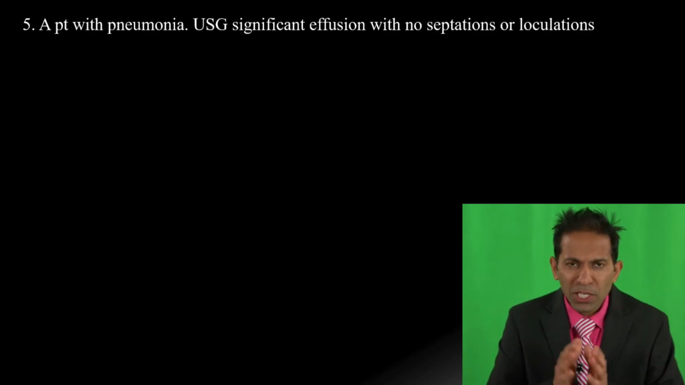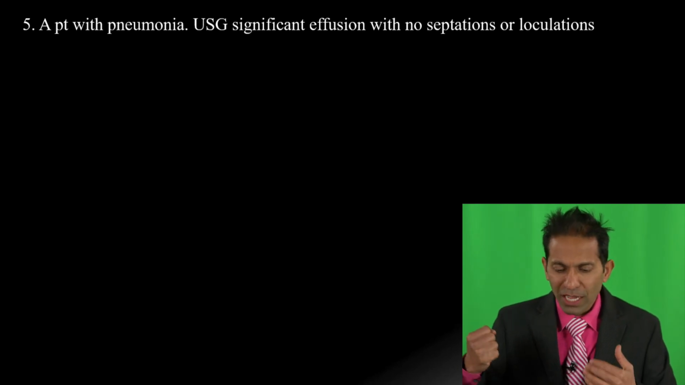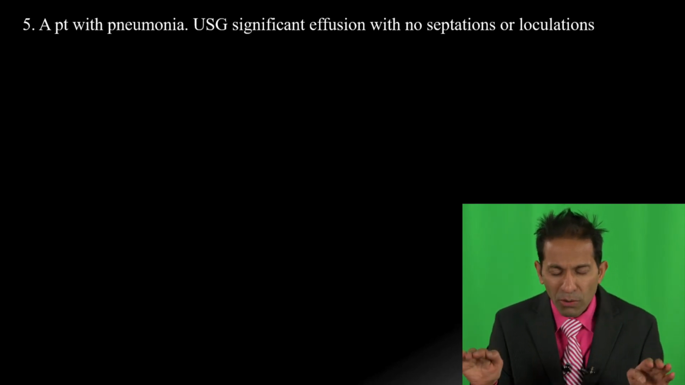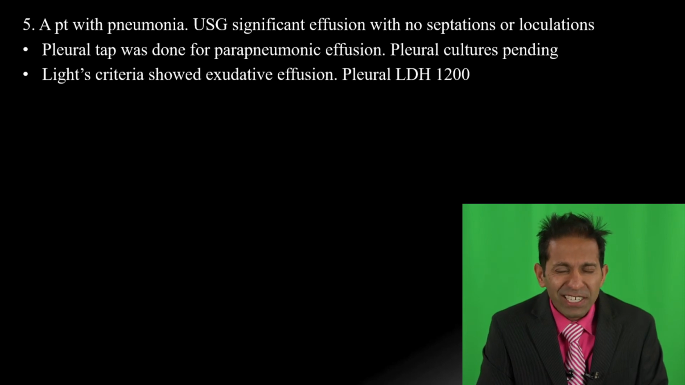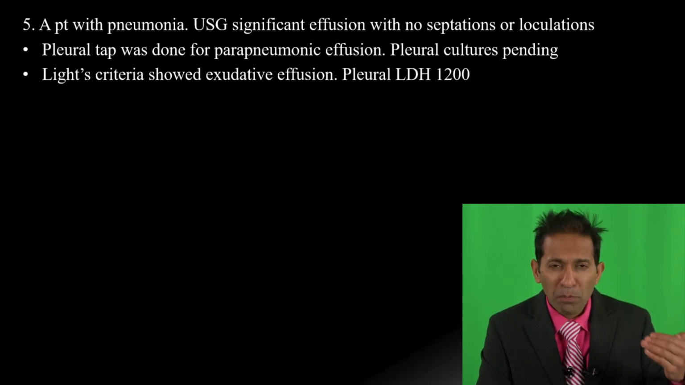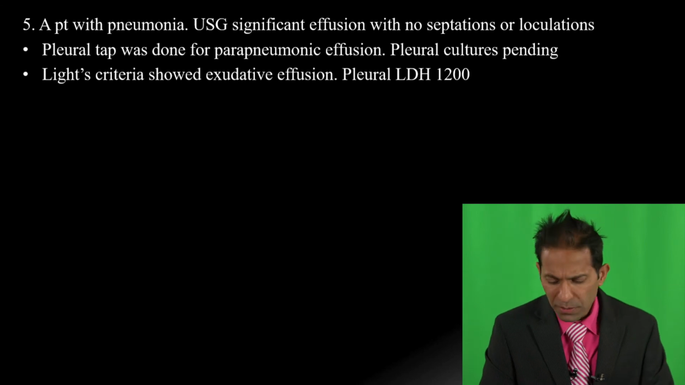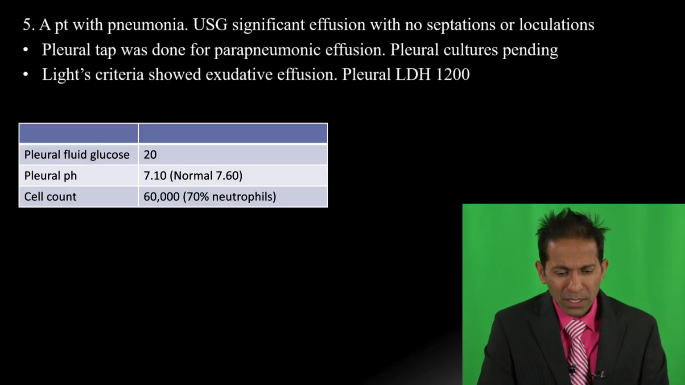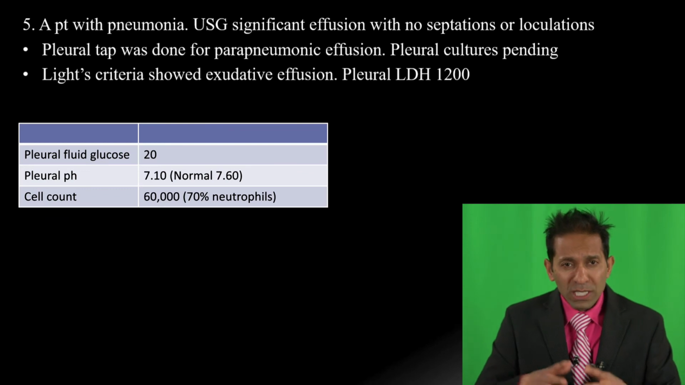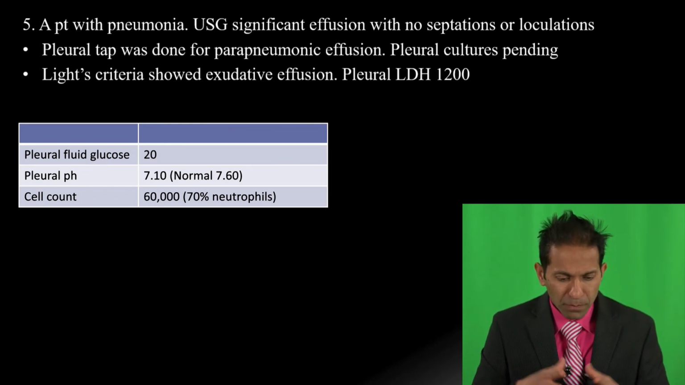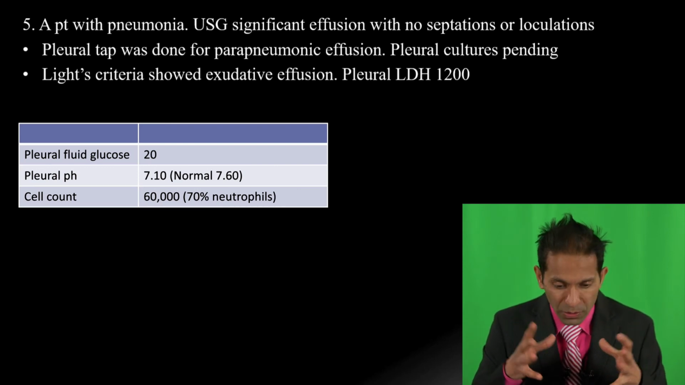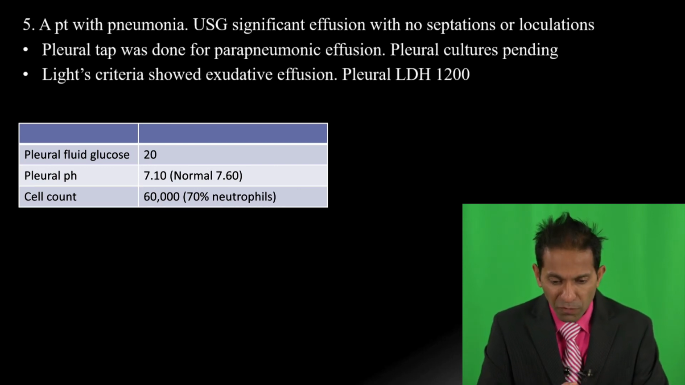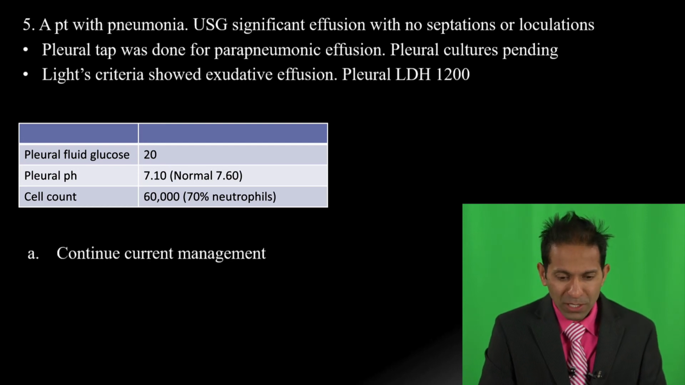Question number 5. A patient with pneumonia, you do ultrasound, the patient has effusion, no septation, no loculation. Pleural tap was done for parapneumonic effusion, pleural cultures are pending. Light criteria show exudative effusion, pleural LDH is very high, 1200, so more than 1000 is very high. Pleural fluid glucose is very low, it is 20, pH is 7.1, which is very, very low, cell count is 60,000 and 70% neutrophils. What would you do for this patient?